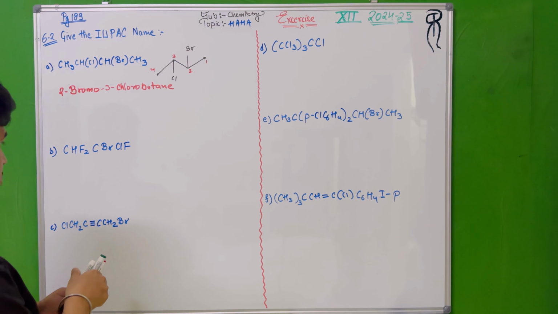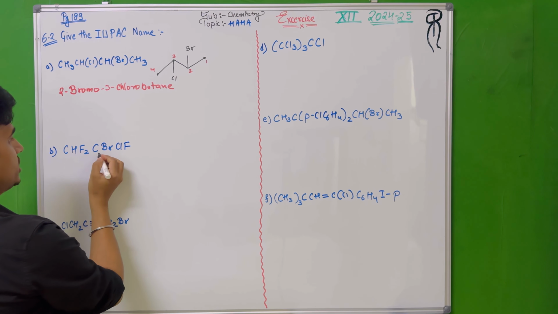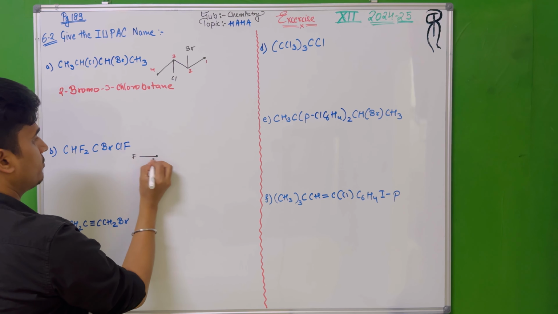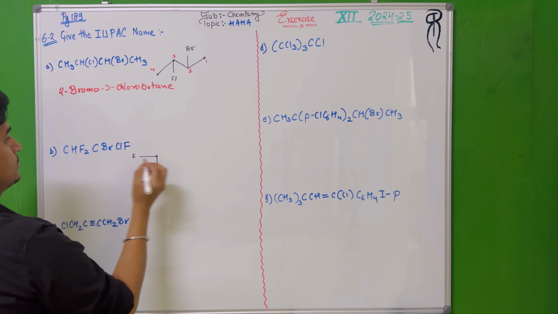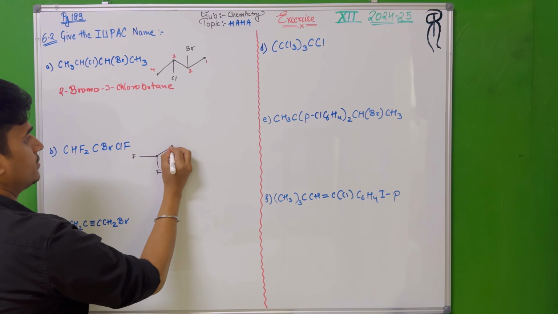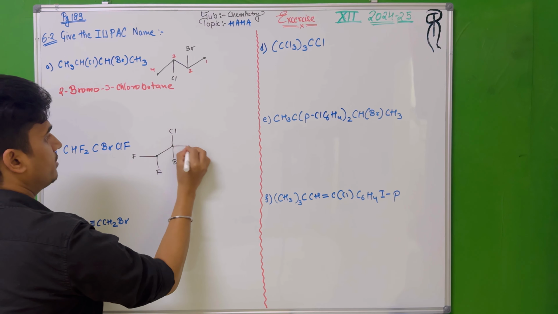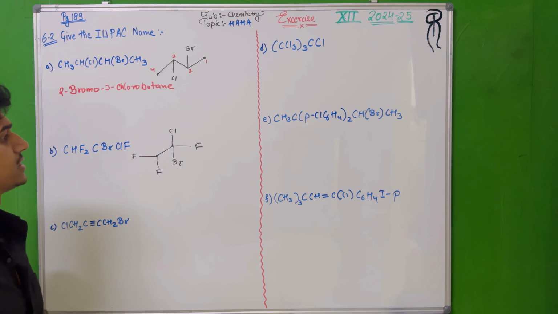Okay, let's go to the next one. CHF2, CBrClF. So one carbon, one F here, one F here. Then again one carbon, one bromine, one Cl, and one F. So this is the second structure we have.